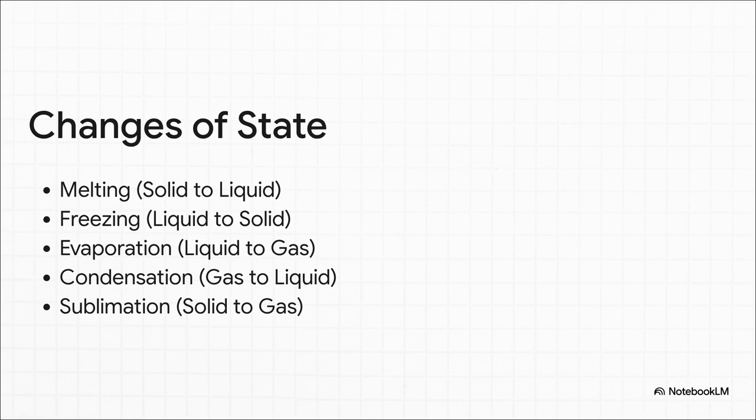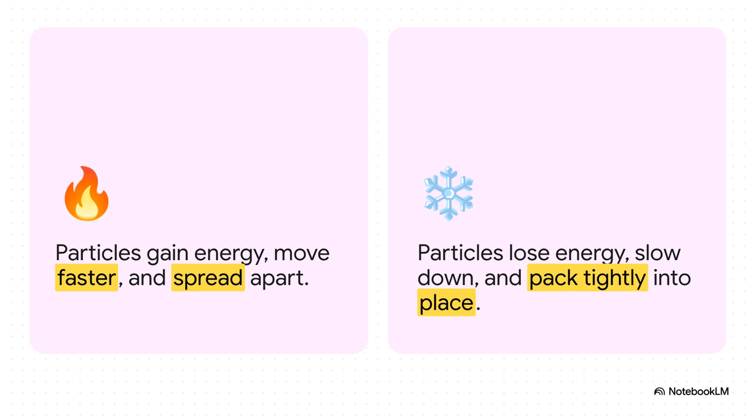Now, the absolutely crucial point to take away from this entire explainer is exactly what's happening to the particles during these transformations. It all comes down to energy. When you add heat, you are giving those particles energy. They start to move much faster, they aggressively spread apart, and their bonds loosen. That's why ice melts into water and water boils into steam.